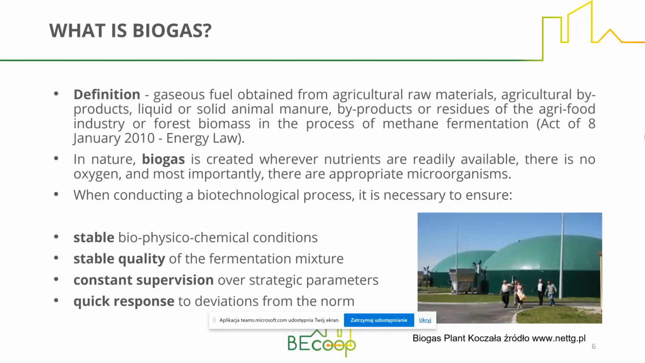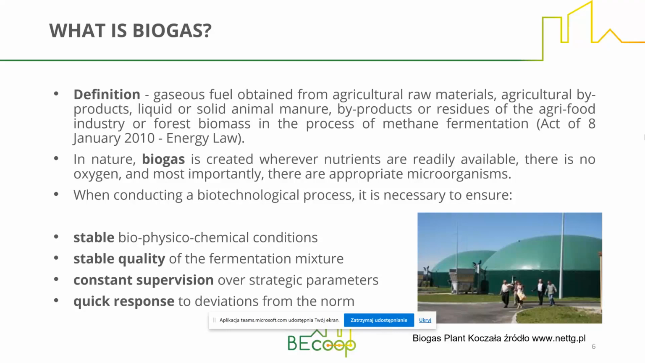What is the biogas itself? Basically, the definition of biogas is a gaseous fuel obtained from agricultural raw materials, agricultural byproducts, liquid or solid animal manure, byproducts or residues of the agri-food industry or forest biomass in the process of methane fermentation. In nature, biogas is created wherever nutrients are available, there is no oxygen, and, most importantly, there are appropriate microorganisms to start up the fermentation process.